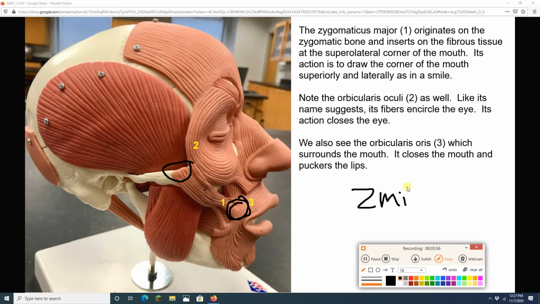Smile. Say it like that. Smile. If you're smiling, you're using your zygomaticus major. There's another smaller muscle called the zygomaticus minor that we're not concerned about. In case you were wondering, why is this using the word major? It's not that big. It's because there's another one that's smaller. Okie dokie.